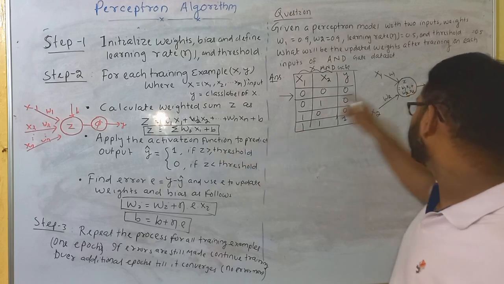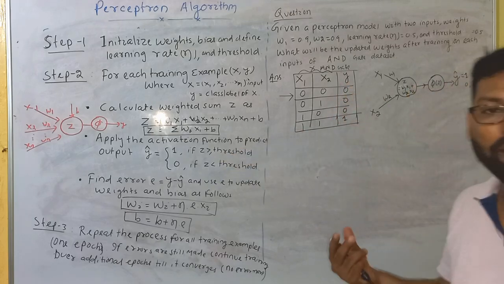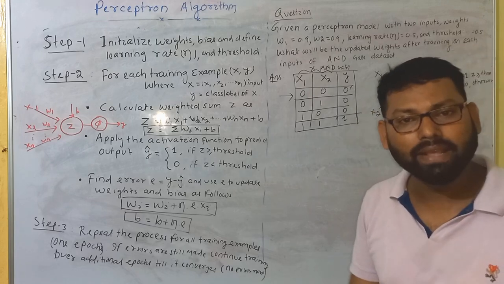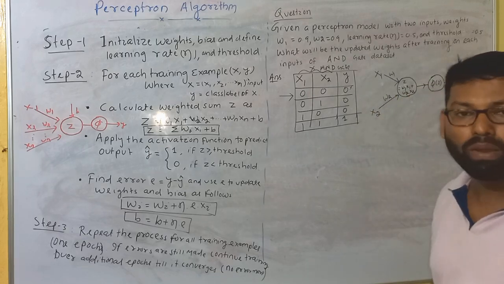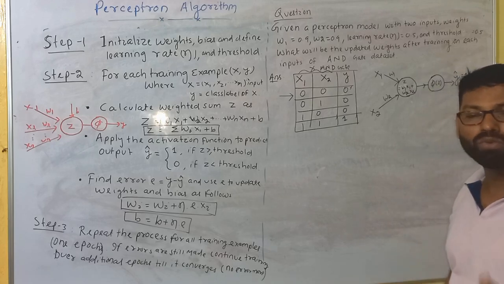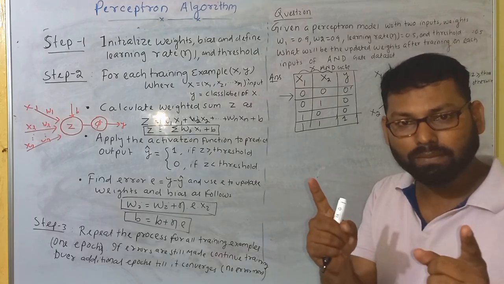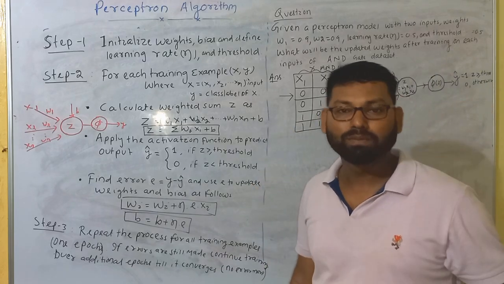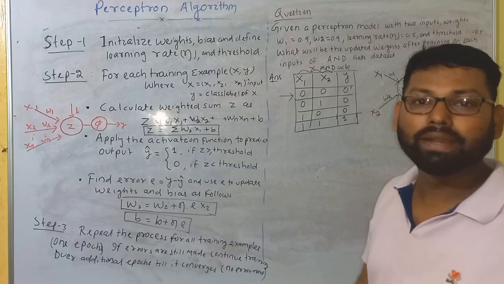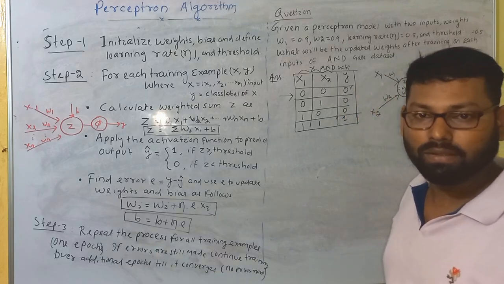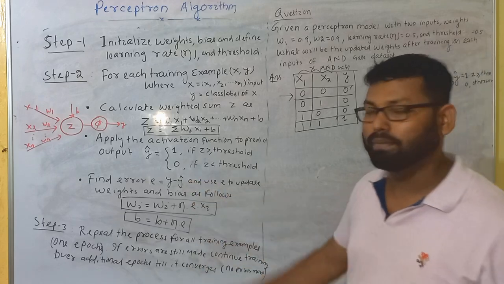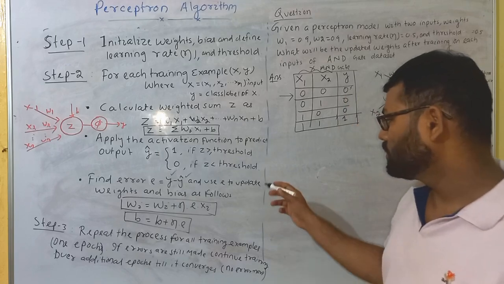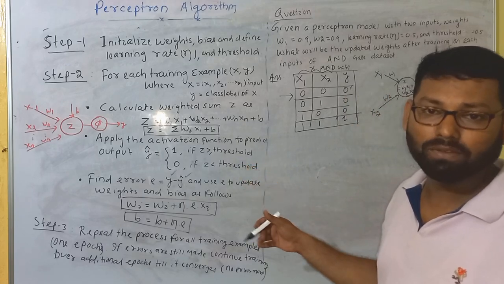After finding the output for each sample, you have to find the error. For the data set, y is the real class level, and y cap is the predicted class level. So we have to find the difference. If the predicted output and the real output are the same, then there is no error; the model predicts perfectly. But if the predicted output is different from the real output, there is an error. Error is equal to y minus y cap, where y is the real output and y cap is the predicted output. That error is going to help us update the weights.